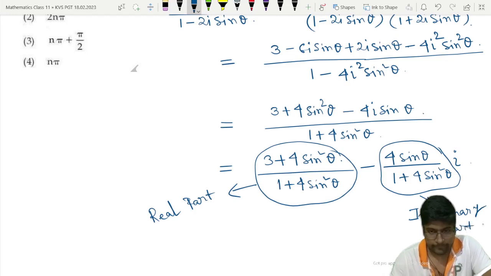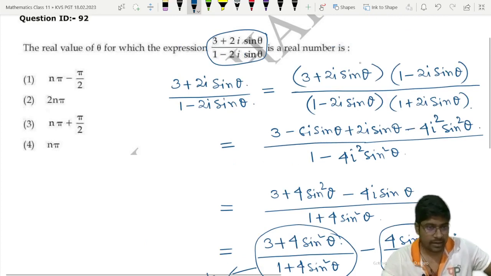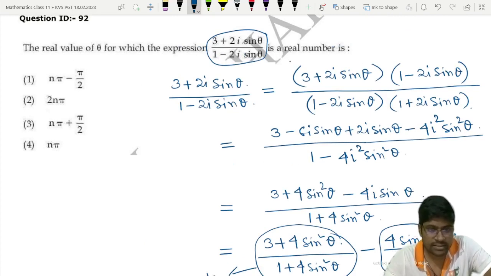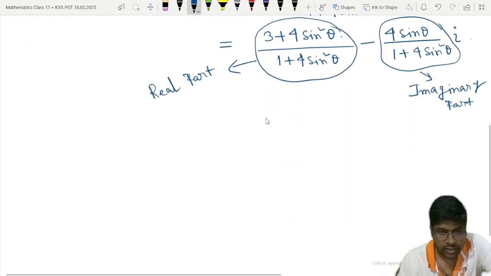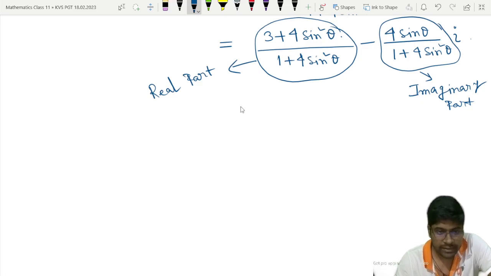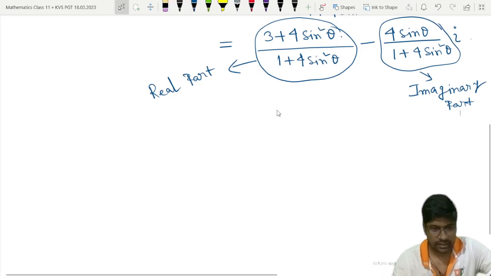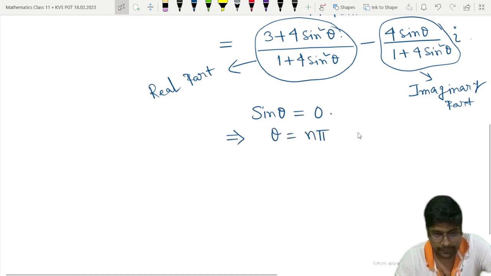Now again go back to the question. What they are asking is a real number. We have to find the value of theta for which this expression will be a real number. So the imaginary part must be equal to 0. In order to make the imaginary part 0, what do we need? Sin theta is equal to 0. That will imply theta is equal to n pi, where n belongs to Z, the set of all integers.